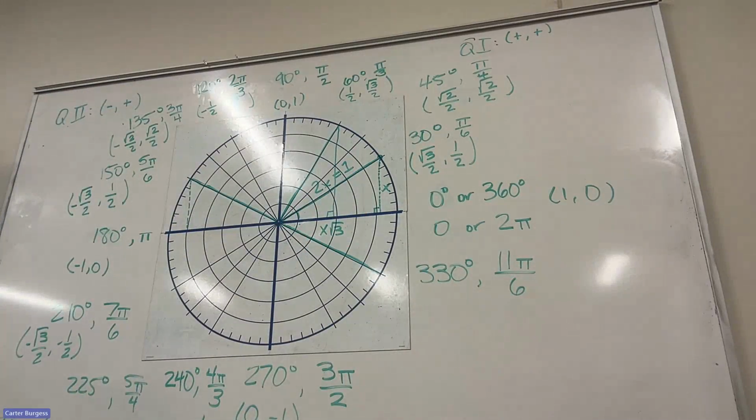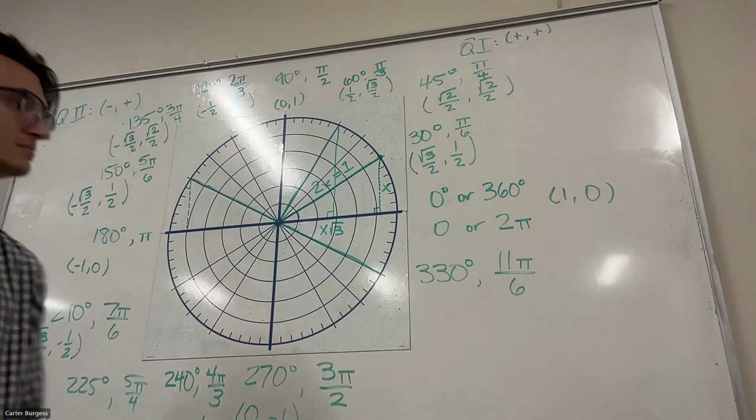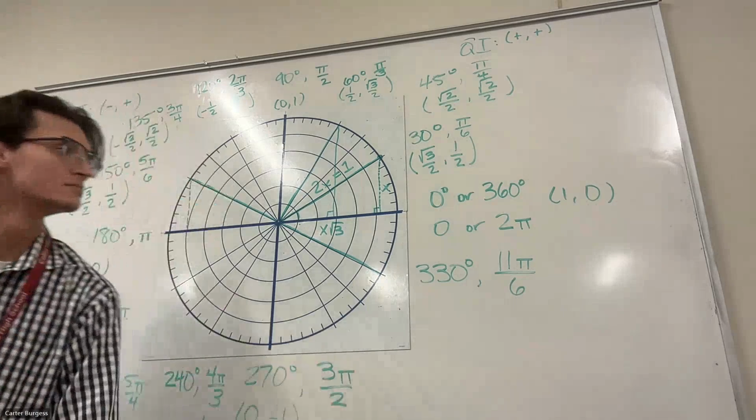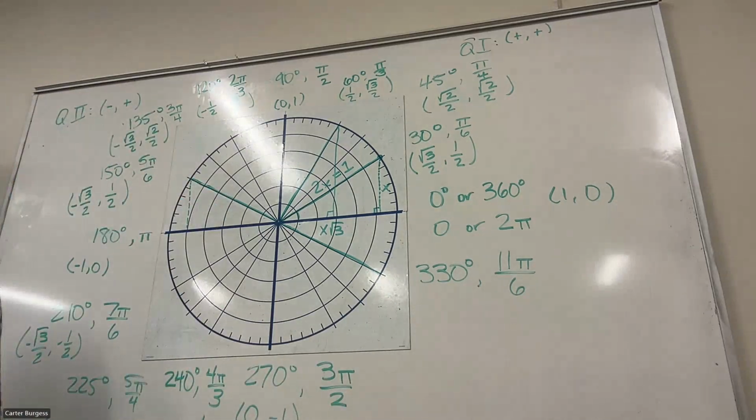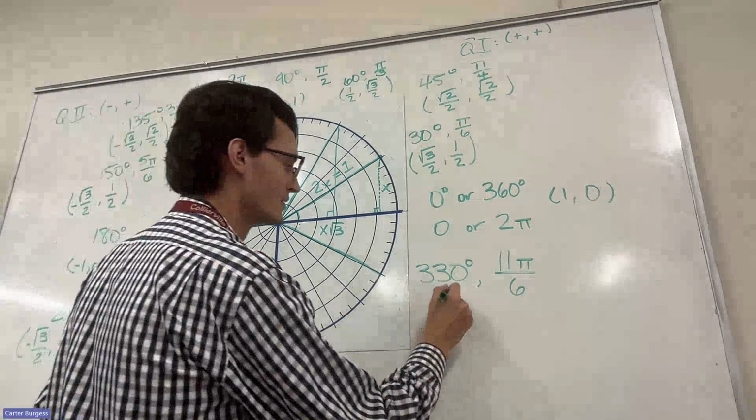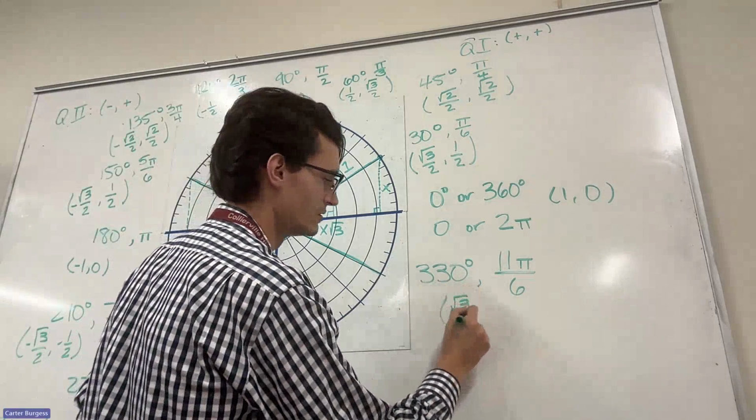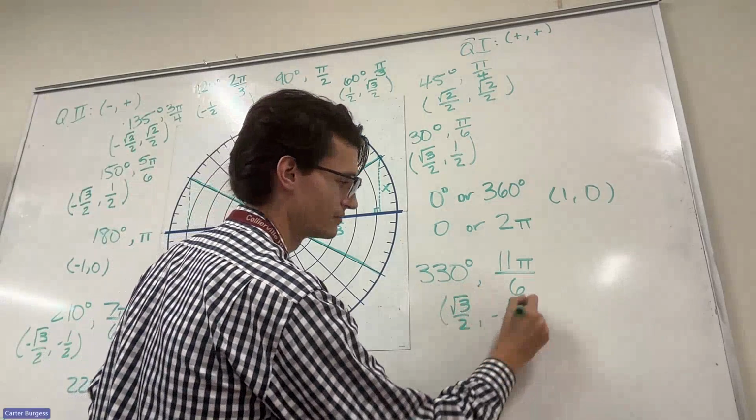We're almost at that 12 over 6. We're almost at that 2. We're a little bit short. 2 would be 12, a little bit less, we're 11. And what's true in quadrant 4? X is positive, y is negative. Positive root 3 over 2, negative 1 half.